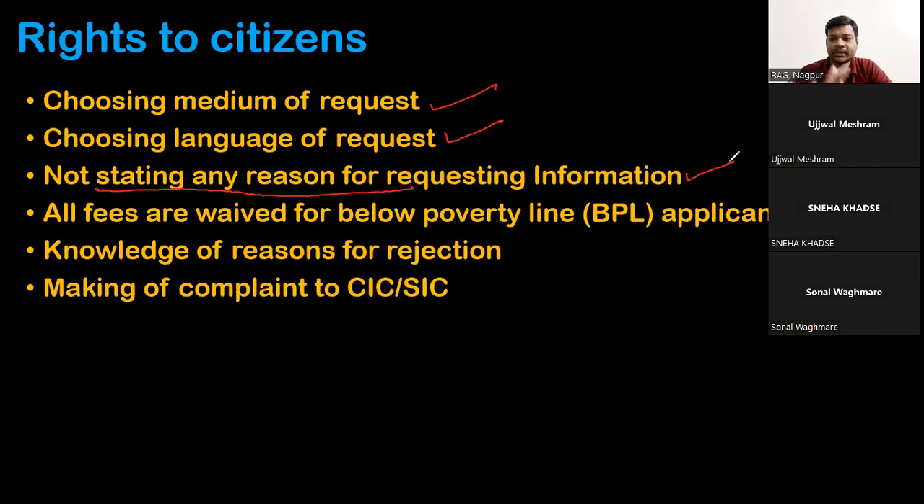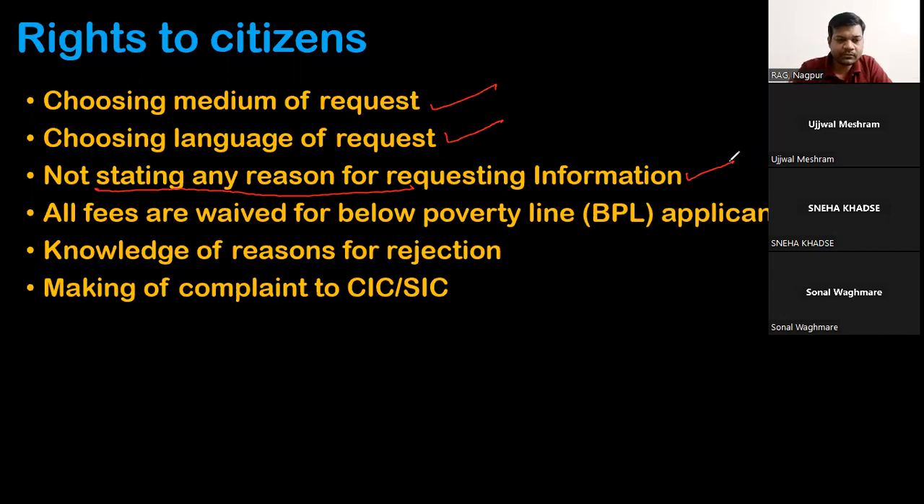Why do you need the information? Nobody can ask you. Nobody is going to ask you why you need the information. You can even ask for information regarding the prime minister or the president. You can ask about the prime minister, the president, the chief election commissioner, the chief justice of India. Nobody is going to question you. Whether to provide the information or not is a different thing, but nobody is going to ask you why you need that information.